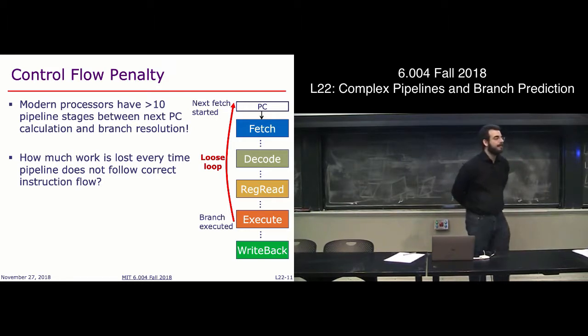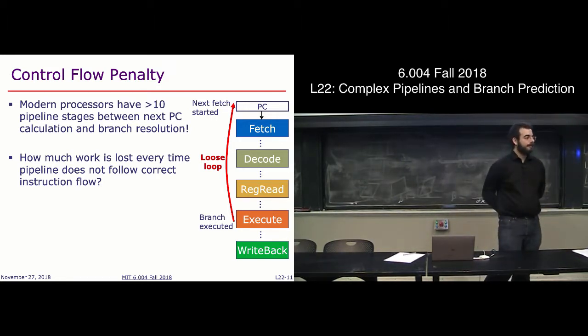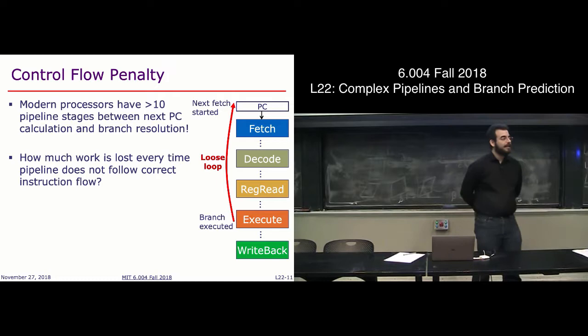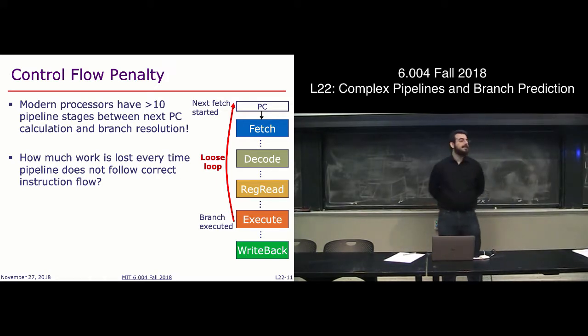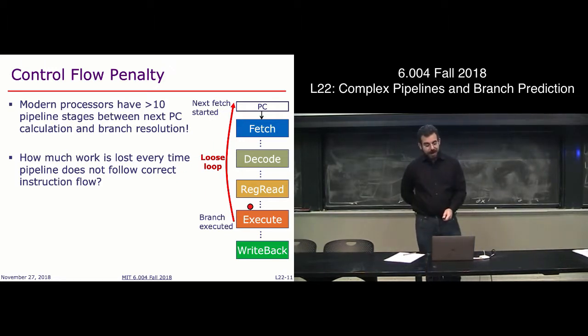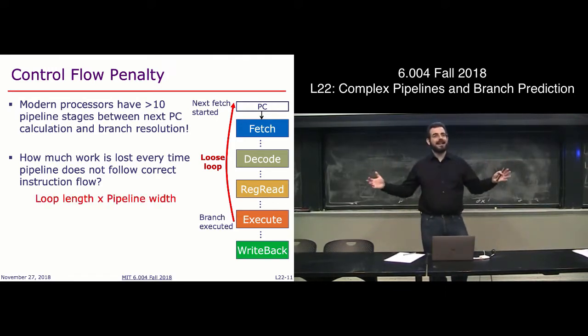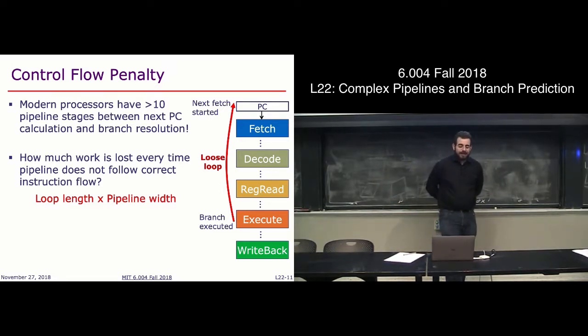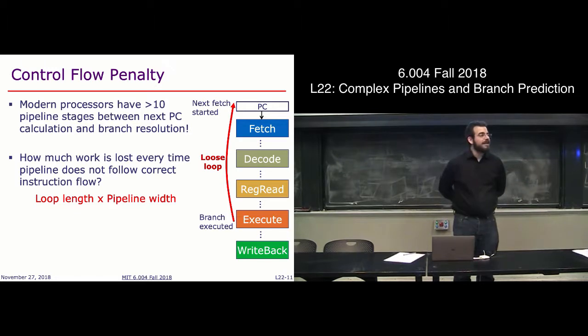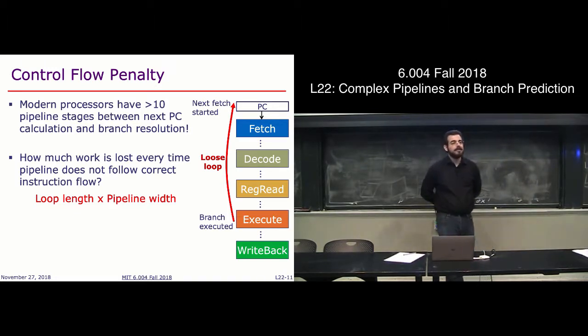Yes. Is it about the same work that we do to set up the pipeline? Yeah, because everything behind it is going to be invalid. Exactly. So if you were executing one instruction in its states, it would just be the number of stages, right? Because that's how many instructions you could have in flight. In fact, it's even worse because your pipelines can execute multiple instructions per cycle, right? So in modern processors, each branch misprediction will waste 40 to 50 instructions.